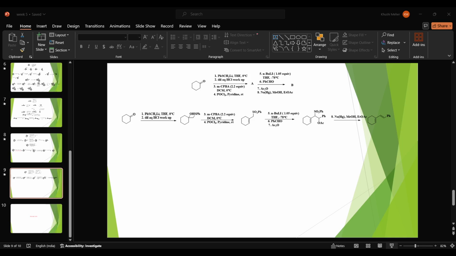In this case, you have to see whether you will get this product or this product. That's one thing you have to fix. There is also another possibility, this development is also possible, but we won't get this development because of the steric hindrance.